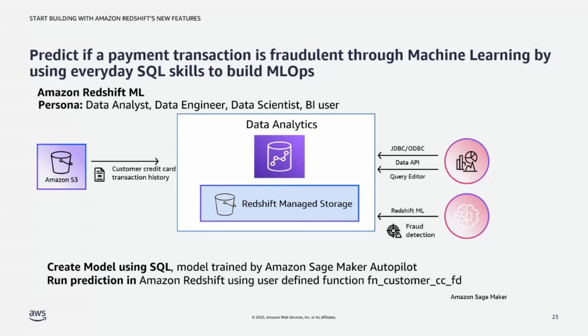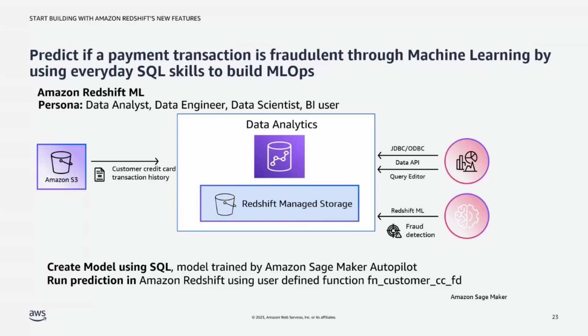So let's consider a use case. For this, we are going to use customer credit card transaction historical data to train the model. And the model training occurs in SageMaker Autopilot. When the model is completed, it gets deployed as a user-defined function on Amazon Redshift. And as an end user, when you are using that user-defined function in your SQL queries in Redshift, the inference and prediction is occurring on Amazon Redshift.